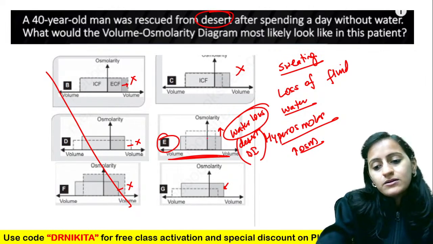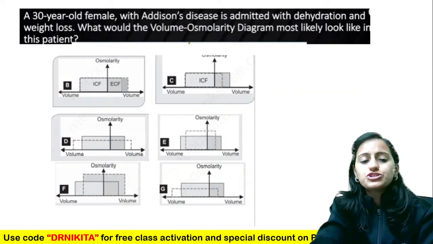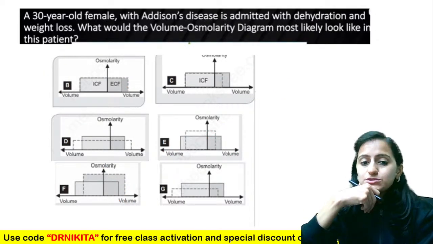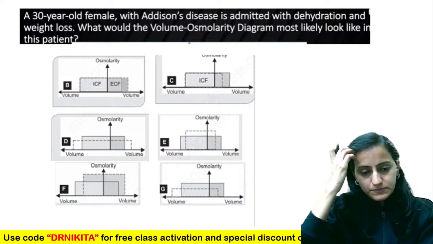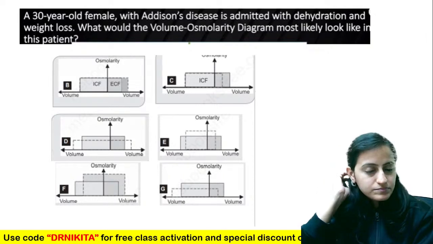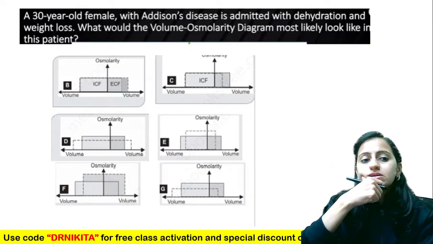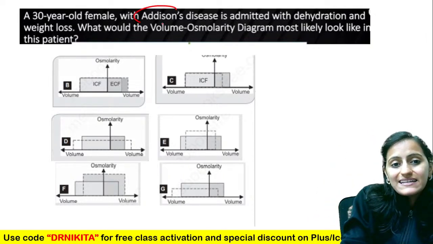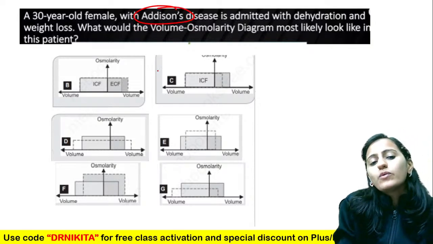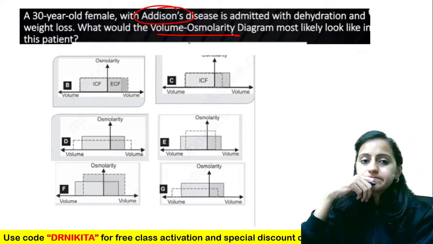Okay. All right. Let's solve the next question. What do you think would be the answer to this one? A 30-year-old female with Addison's disease. What will the diagram look like?